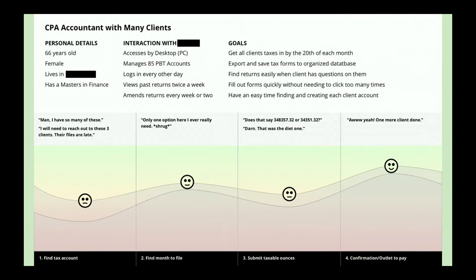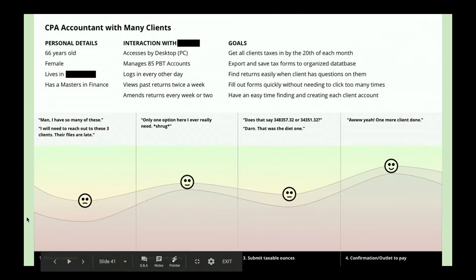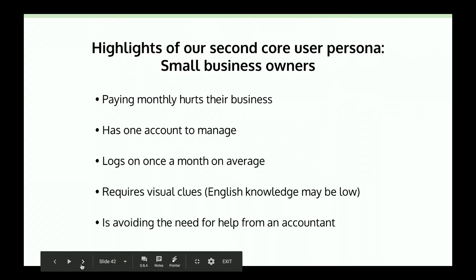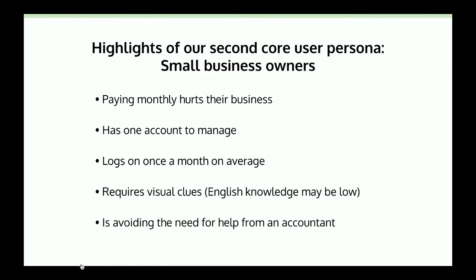So quickly we can go through the other end of the spectrum. We have the small business owner that is filing individually. Going into this, they are in a horrible mood going to visit this site. They are paying something that hurts their business, and going into it they're going to be in a bad mood, leaving the same. So that's something to take into account.